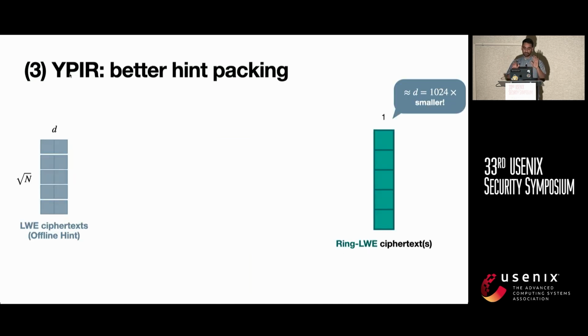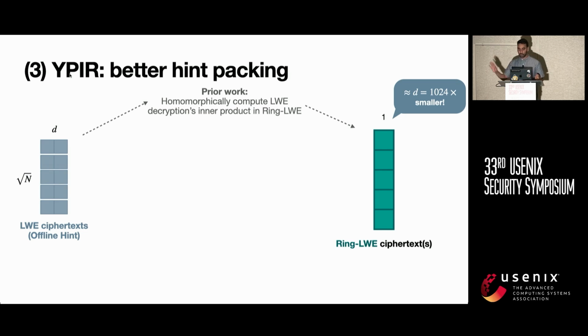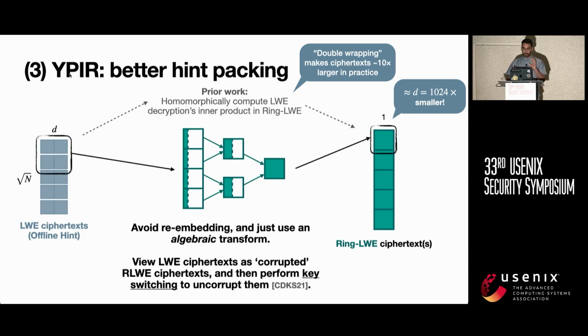So now we can talk about our work. Roughly, our work tries to do the same thing. We try to take a bunch of LWE ciphertexts and go to a bunch of ring ciphertexts because they're smaller. But instead of prior work homomorphically computing LWE decryption and doing the double wrapping, which we talked about makes things bigger, we try to go directly using an algebraic transform.